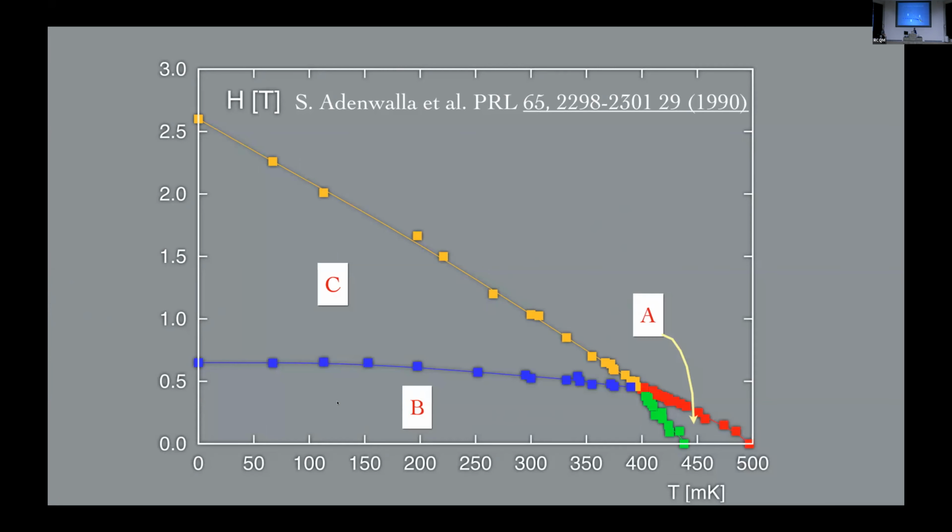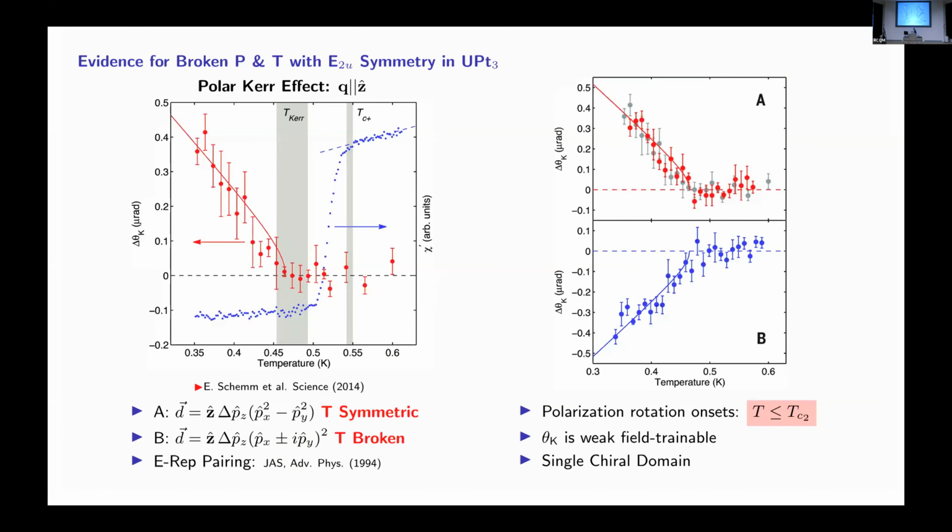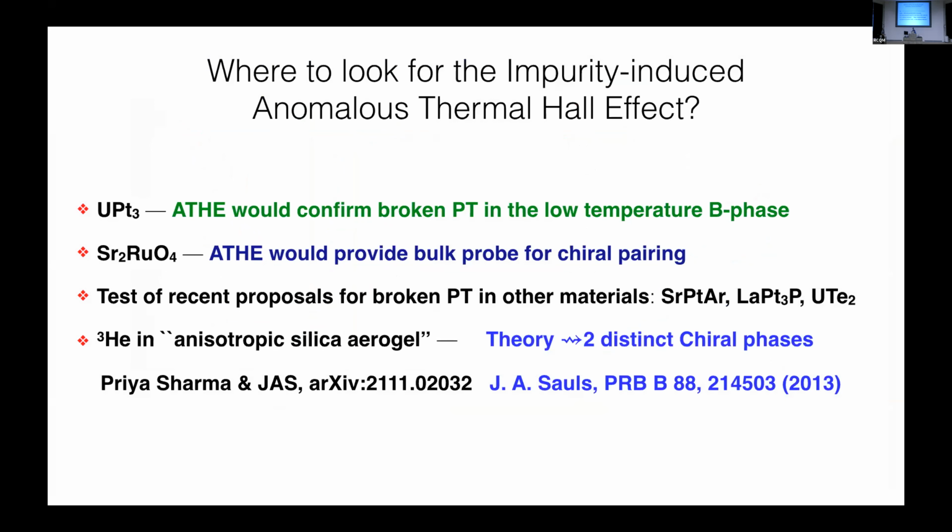There's evidence that that is indeed the case from the polar Kerr effect. It's a surface probe, an optical surface probe. It's very convincing, but it would be really nice to have a bulk test. So my final message here is that an anomalous thermal Hall effect would confirm broken mirror symmetry in the low temperature B phase. But there are a number of other examples where this type of bulk transport probe might be useful for convincing the community that we've discovered a chiral superconductor.